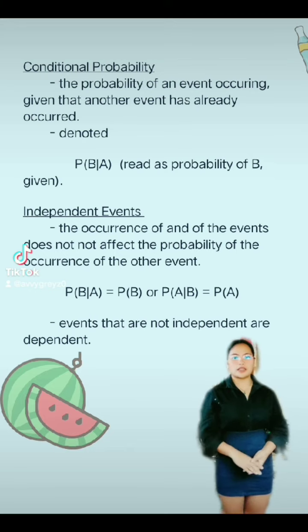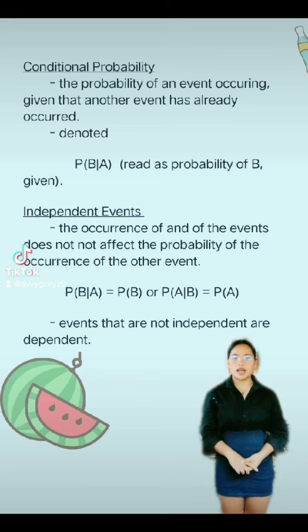Conditional probability: the probability of an event occurring given that another event has already occurred. It is denoted as the probability of B given A. Independent events: the occurrence of one event does not affect the probability of the occurrence of the other event.